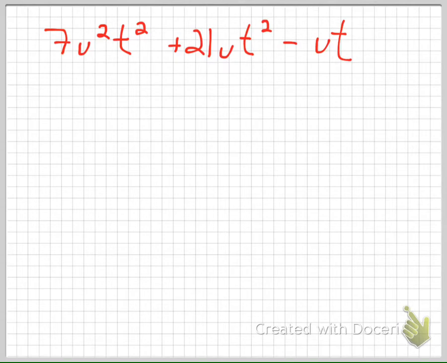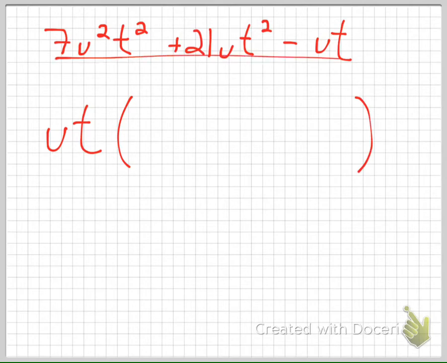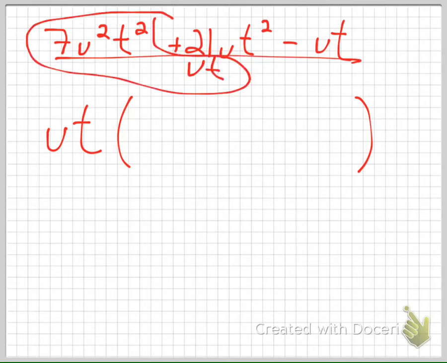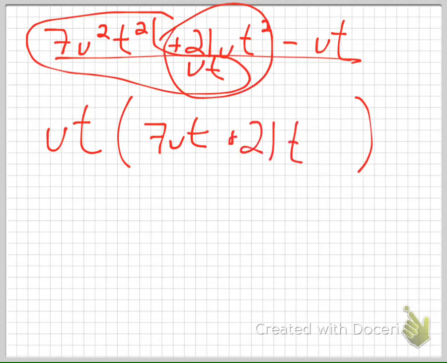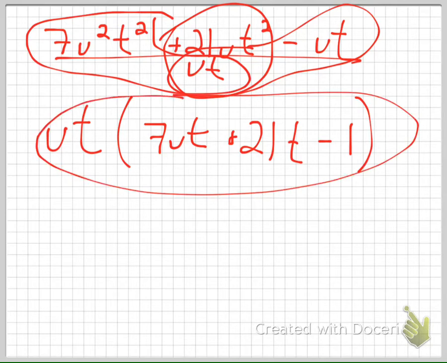What's the biggest amount of u's I can pull out? There's a u. What's the biggest amount of t's? A t. That's it. So it's going to be ut times, and notice I put the parentheses out there right now. Then you say, the whole thing's divided by ut. What is 7u squared t squared divided by ut? It's 7ut, right? And what is 21ut squared divided by ut? That would be plus 21t. And what is negative ut over a positive ut? Minus 1. How many of you got that? Does it make sense?